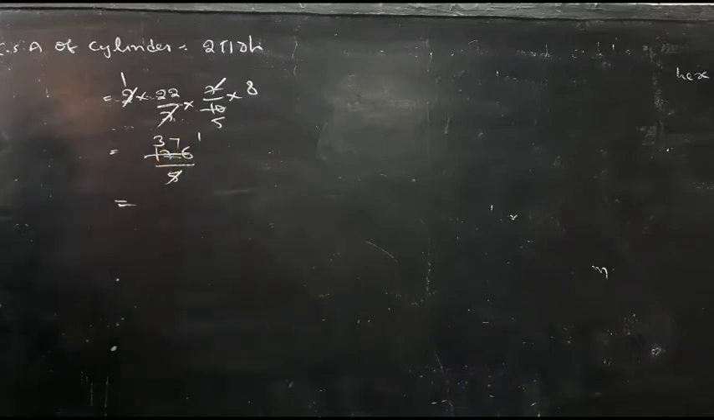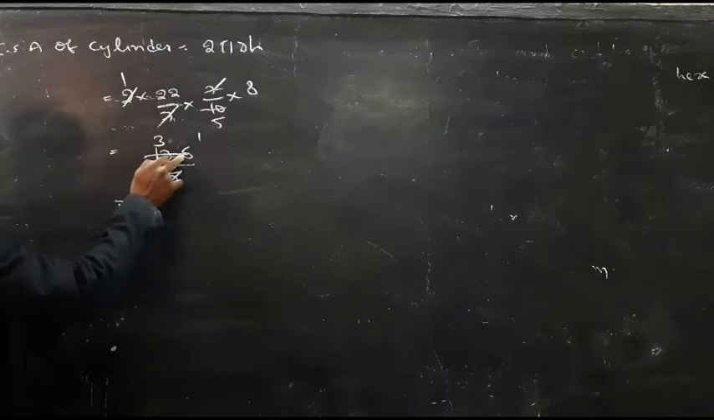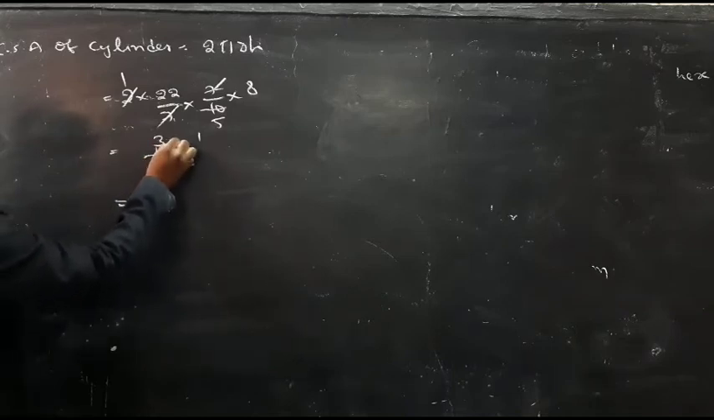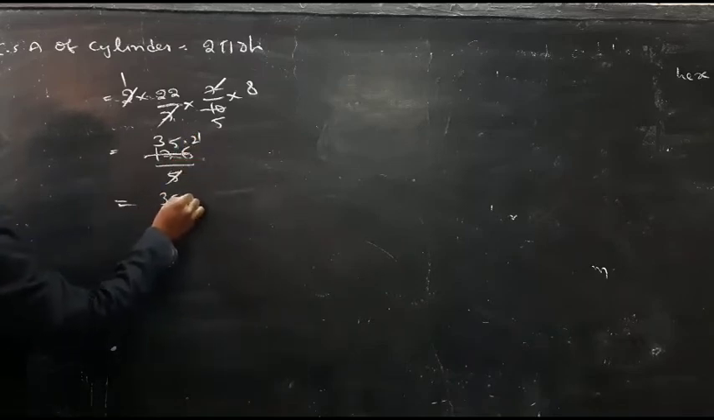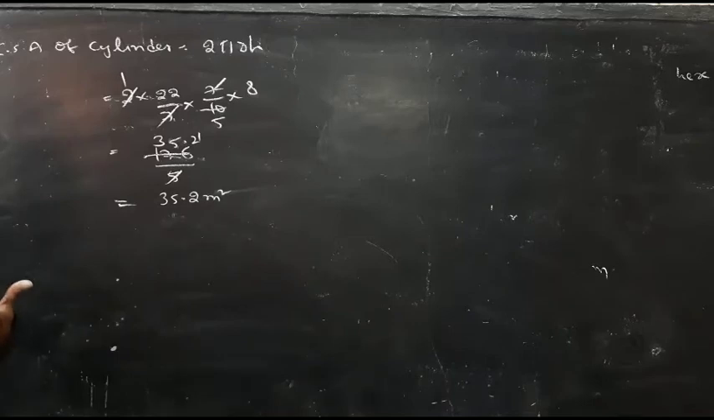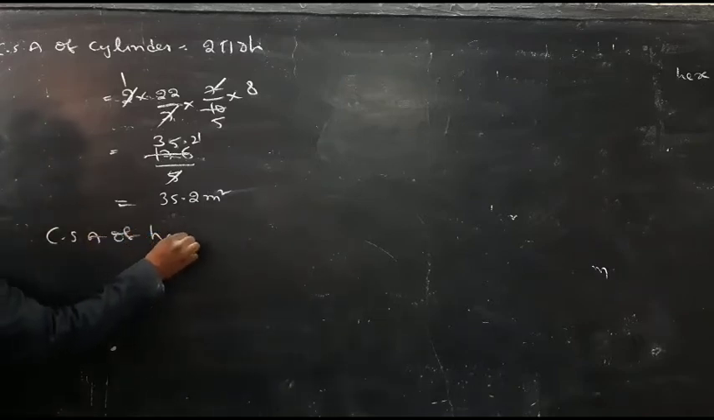5 sevens are 35. 5 threes are 15, 2, 26. 5 fives are 25, 1. 5 twos are 10, so it is equal to 35.2 meters square. What is the curved surface area of the cylinder? 35.2 meters square. Next I need the CSA of the hemisphere.